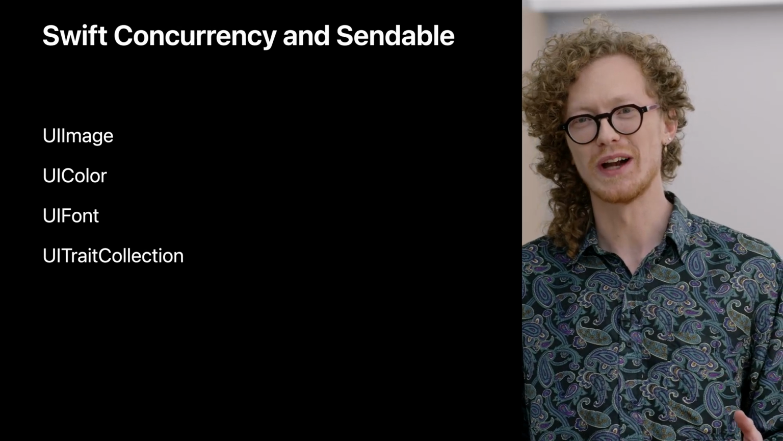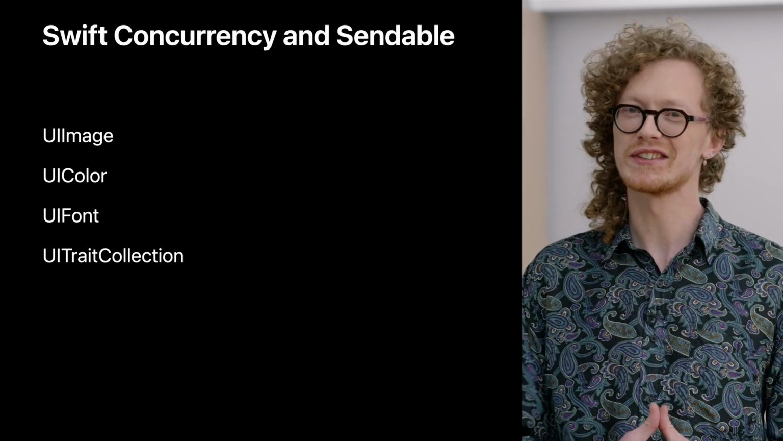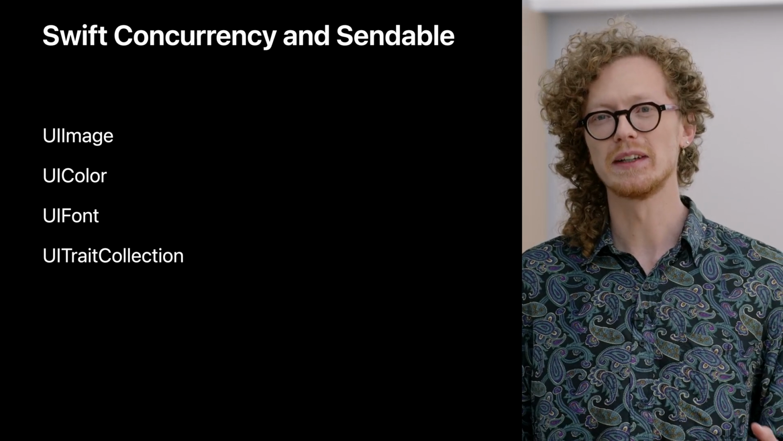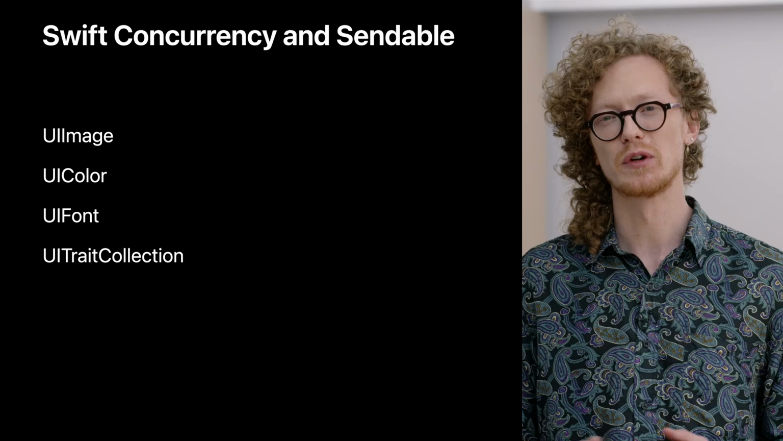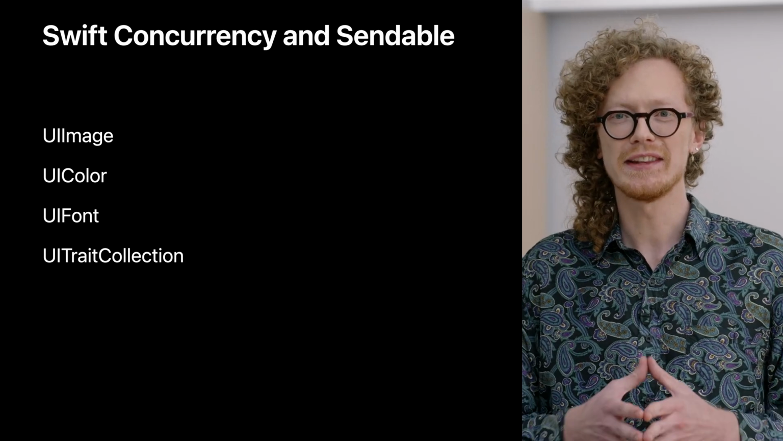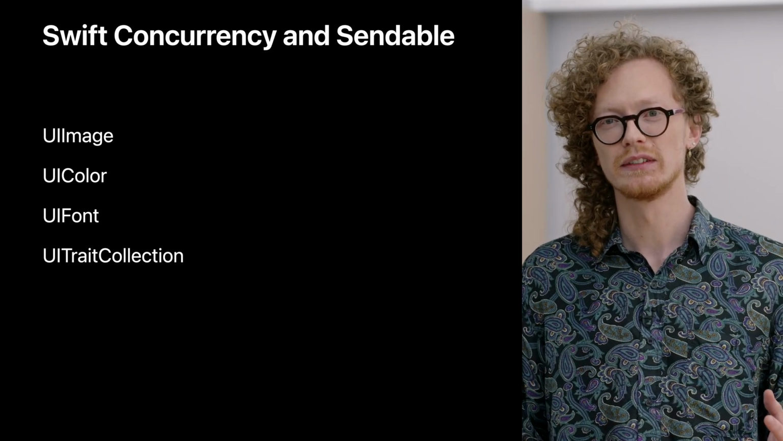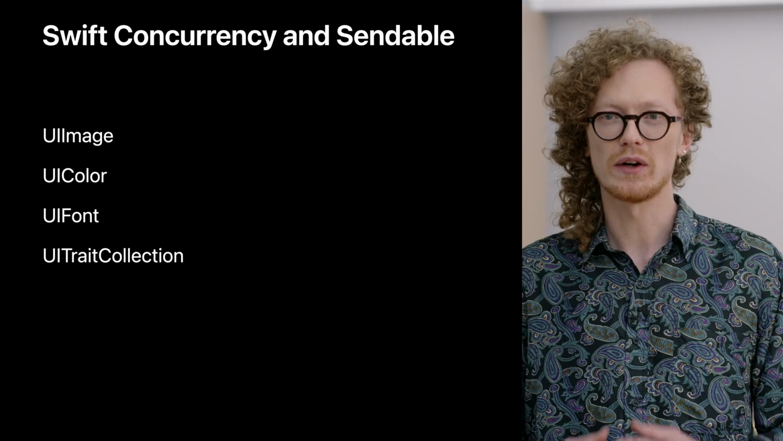We've modernized UIKit to work with the new Swift concurrency features, including making immutable types such as UIImage and UIColor conform to Sendable, so you can send them between the main actor and custom actors without compiler warnings.